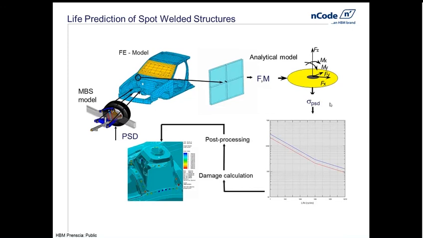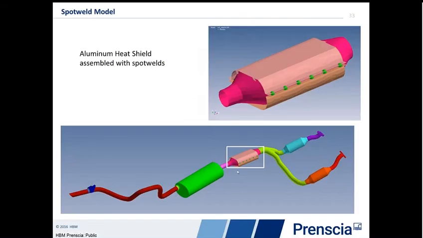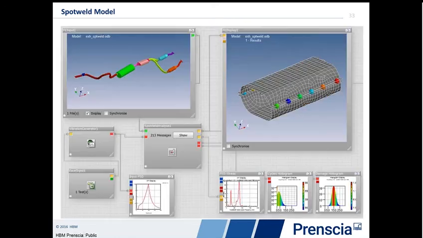And again, going back to my exhaust model, the back of my exhaust model, we put a heat shield around the catalytic converter, and a heat shield is actually assembled with a series of spot welds. So I have here a series of spot welds on both the front and back side that hold it together. So it's these spot welds we're doing the calculation on.